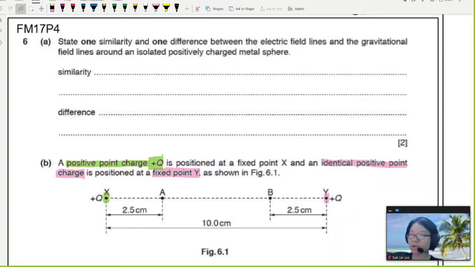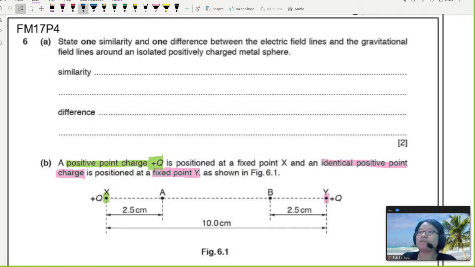Hello people, welcome to another video where we will look again at double point charges, and also we're going to study the electric field between these two point charges. So let's go. Right, this question is from March 17, paper 4.